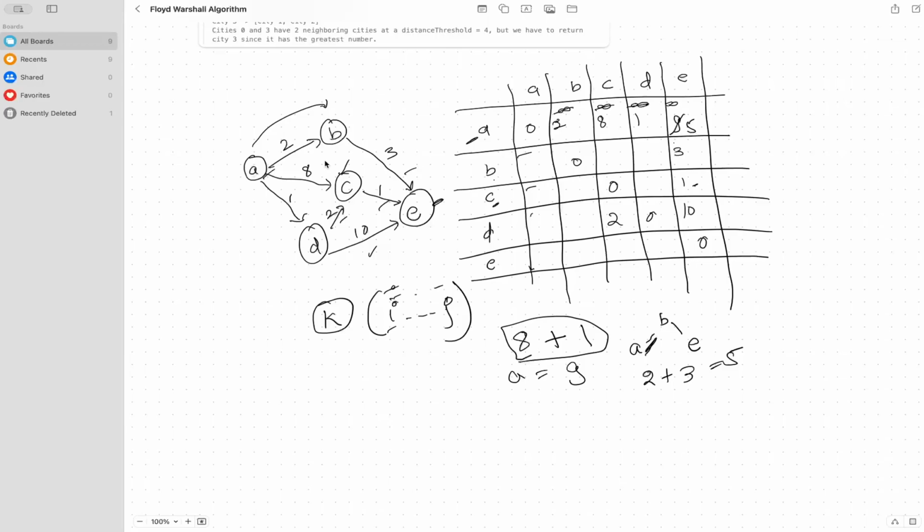So if you see, what we are doing here is, for every vertex pair, can we reach from A to another one, which is say E, via B, comma C, comma D? And obviously we will ignore the same ones because that might have already been filled, right?